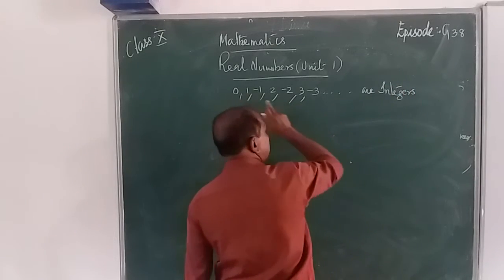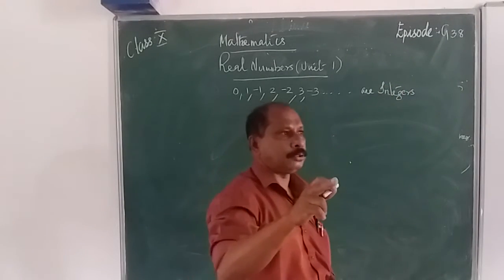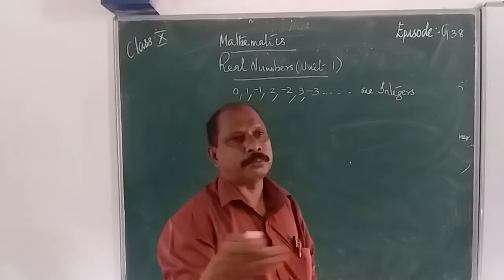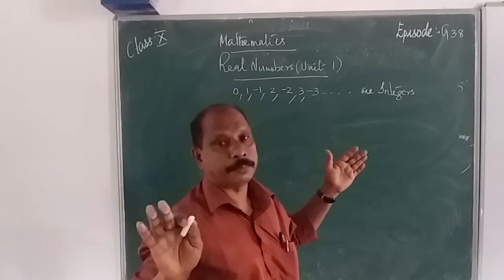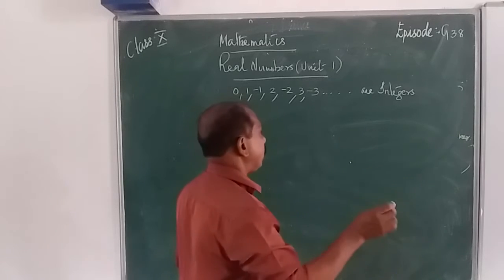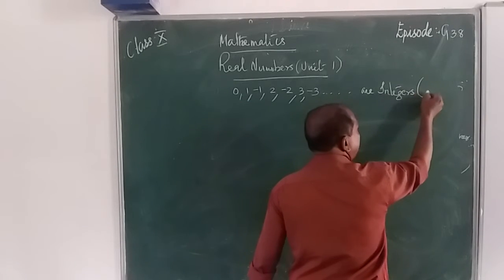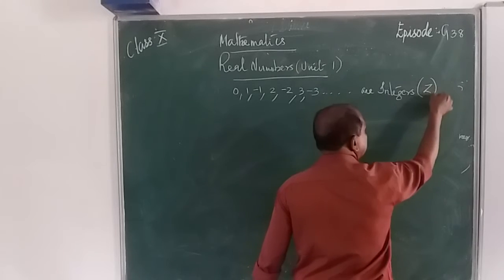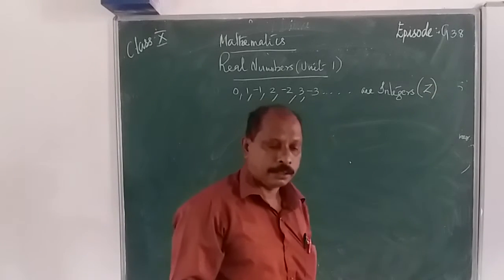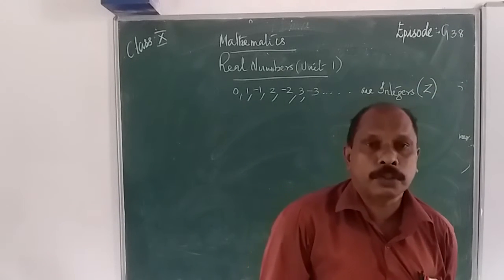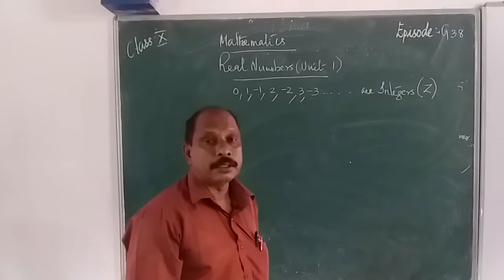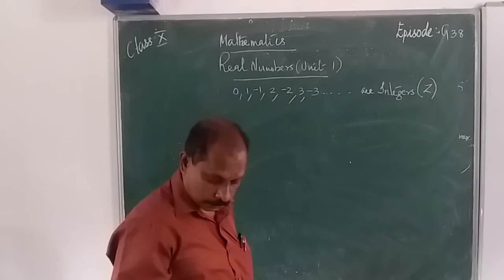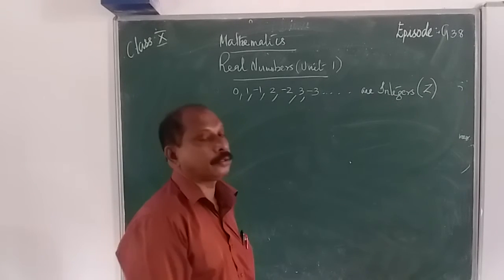They are 0, 1, 2, 3, etc. are positive. 0 is considered positive. Minus 1, minus 2, minus 3, etc. are the numbers on the left side. That is the number system, not the number line. These are integers. The notation for an integer is capital Z. Capital R is real numbers. Capital Q, rational numbers. Capital I, irrational numbers. Capital Z is the notation for an integer.